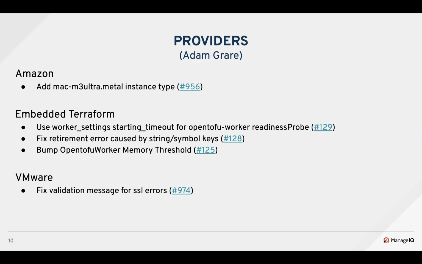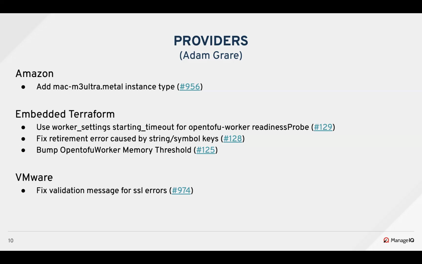Manoj fixed a bug with retirement on the new job style state machine where it was missing properties from the original provisioning because it was looking for a symbol key when it had string keys instead. So he got that fixed up. And we also bumped the default OpenTofu worker memory thresholds to 1.5 gig. Previously, it was 512 megabytes, and that was too low for the majority of more complicated retirements and provisionings.